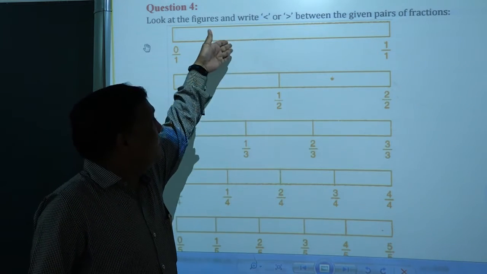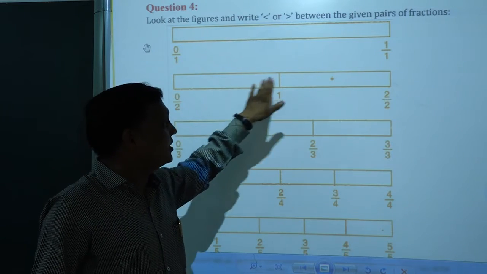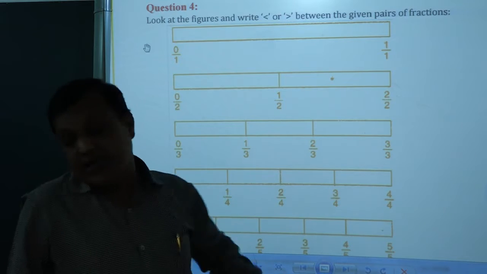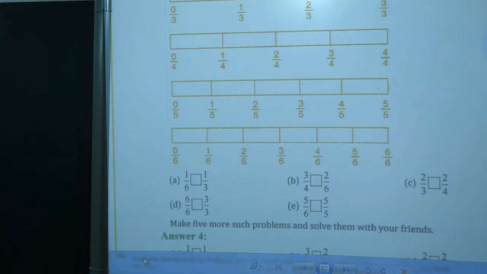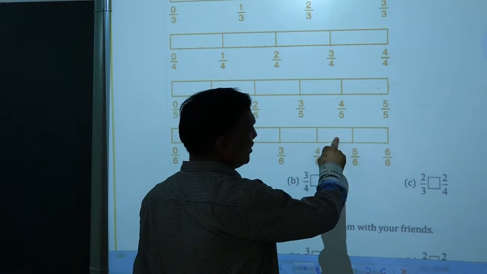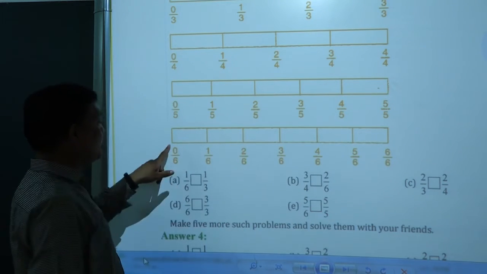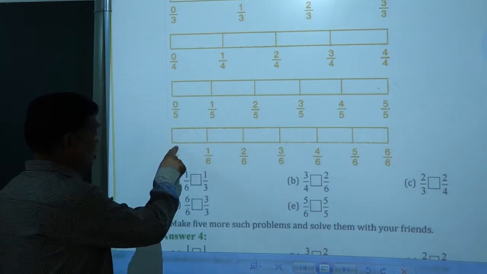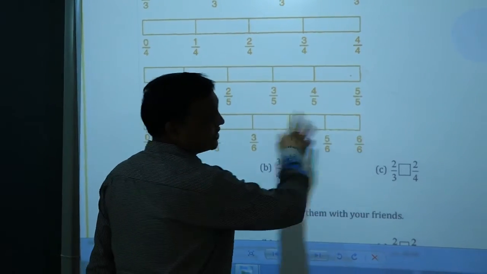If you see, one number is divided into different parts. First one is full, not divided into any part. Second one is divided into 2 parts, so this is 1 upon 2 and this is 1 upon 2. Next is divided into 3 parts, 4 parts, 5 parts. Next we will see 6 parts. So each part is 1 upon 6. It is 0 and 6 upon 6 means 1. That is divided into 6 parts. So 0 upon 6, 1 upon 6, 2 upon 6, 3 upon 6, 4 upon 6, 5 upon 6, 6 upon 6 means the full number.